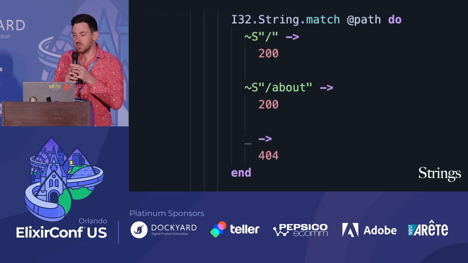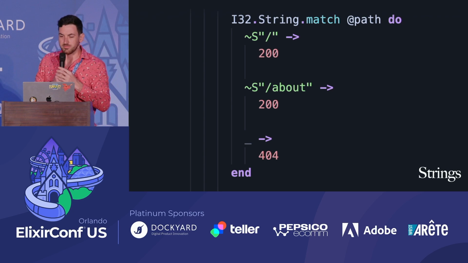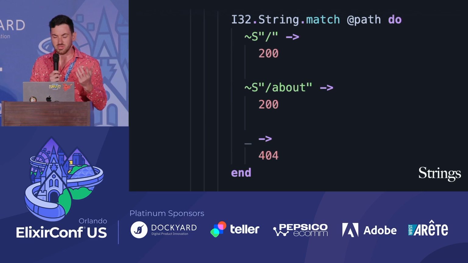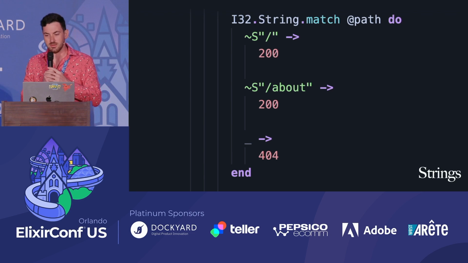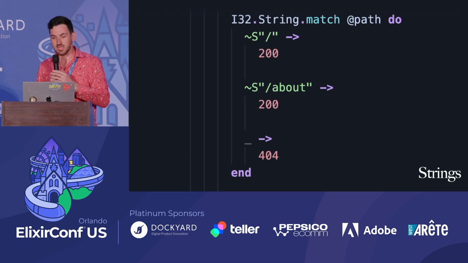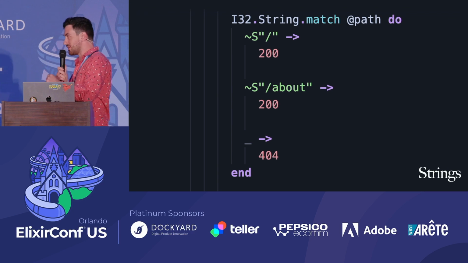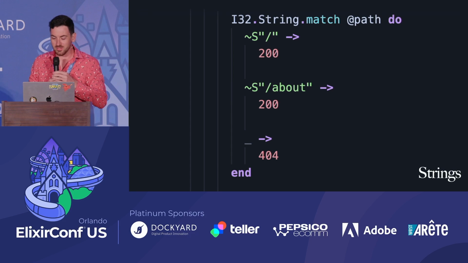So how did this work? I've made some convenient stuff. Here we've got a match thing modeled after the Rust match, but it's pretty simple. So we're saying, if the path that came in is slash, then it's 200, slash about 200, everything else is 404. Again, if you've got any opinions on any of the syntax, let me know.